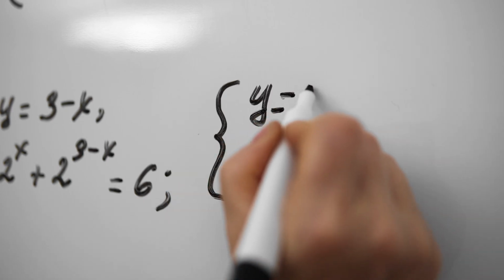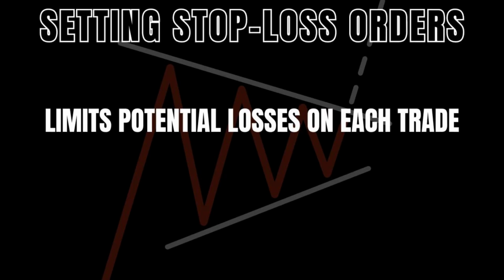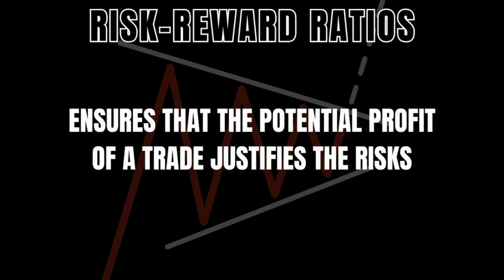But having a setup, that's only part of the equation. Proper risk management, this is the key for longer term success. And it starts with setting your stop order. This is going to limit a potential loss on each trade. This is going to allow you to protect your capital. And calculating a risk-reward ratio. Now, these are no guarantees, but it gives you the potential profit of a trade.